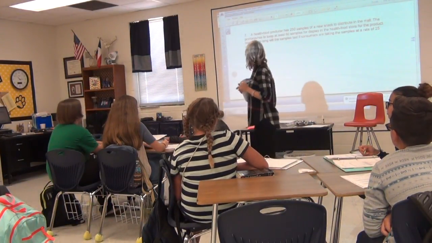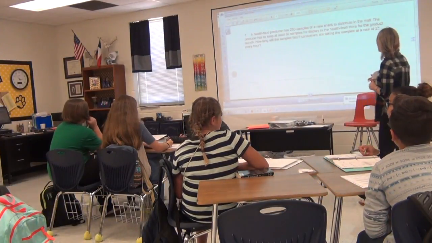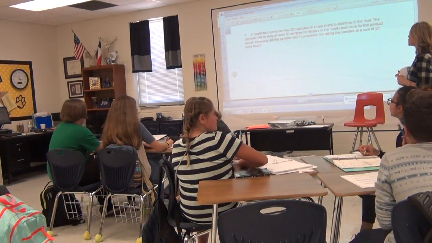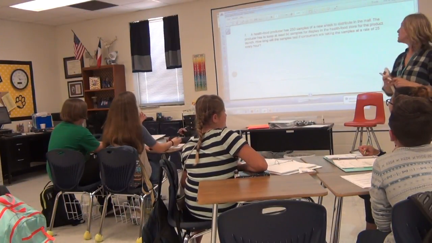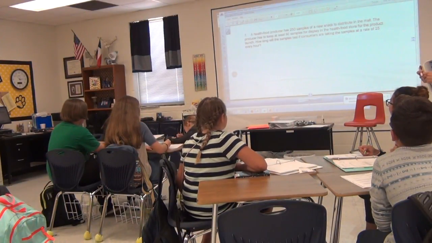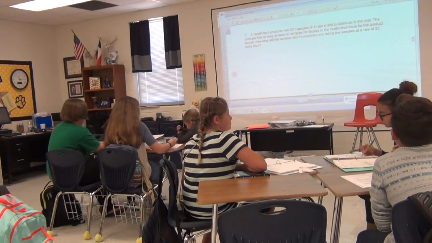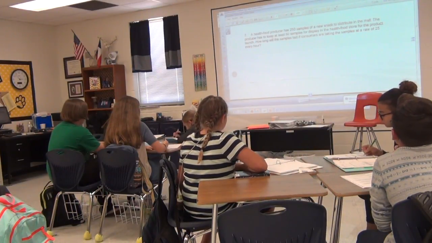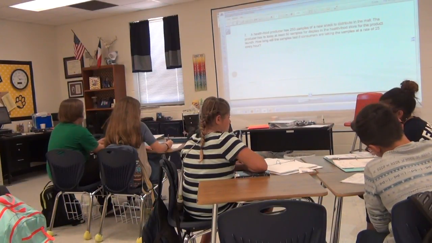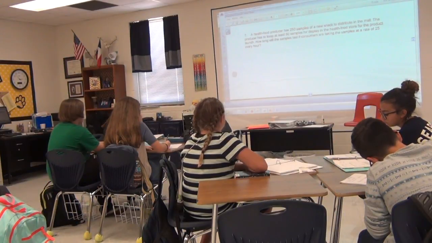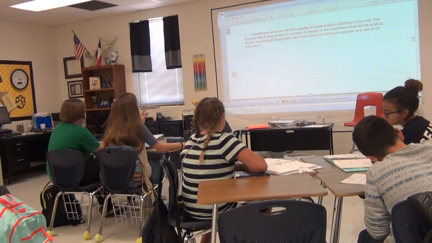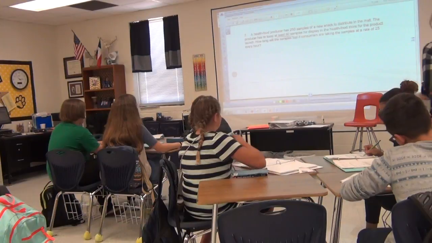Okay, so let's take this situation and kind of break it down. It says a health food producer has 250 samples of a new snack to distribute to the mall. The producer has to keep at least, y'all think that might be important? Yes. Okay, so let's underline that. At least 50 samples for display in the health food store for product launch. Okay, so they've got this new snack they're about to distribute.